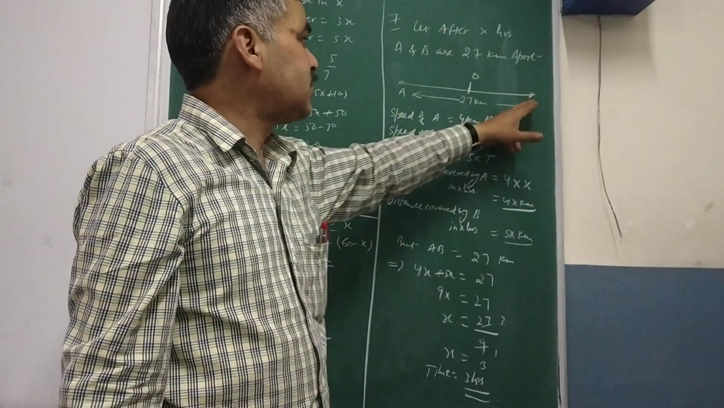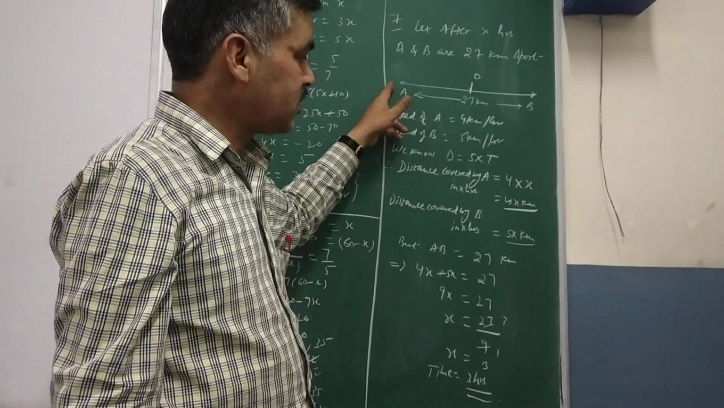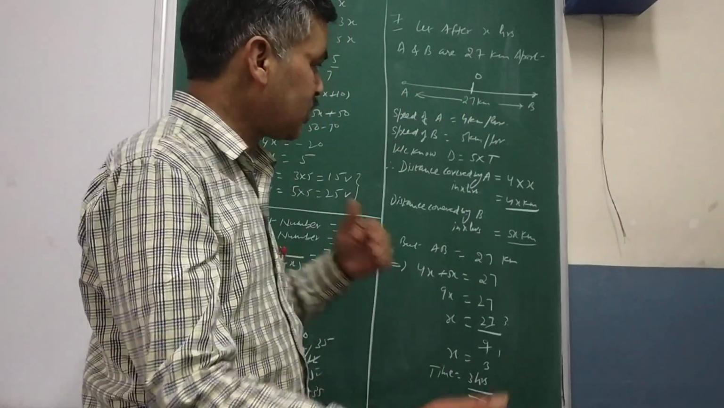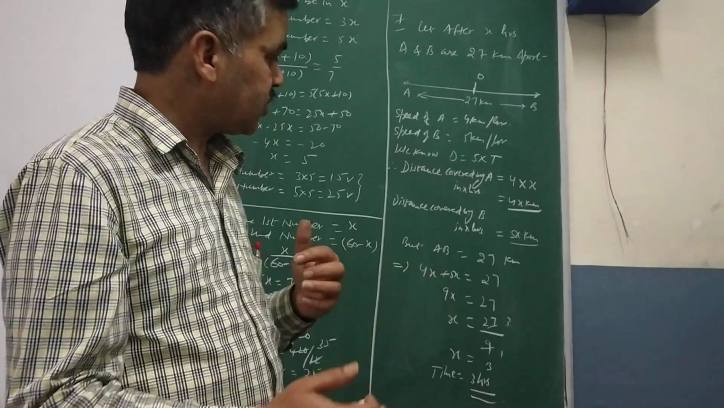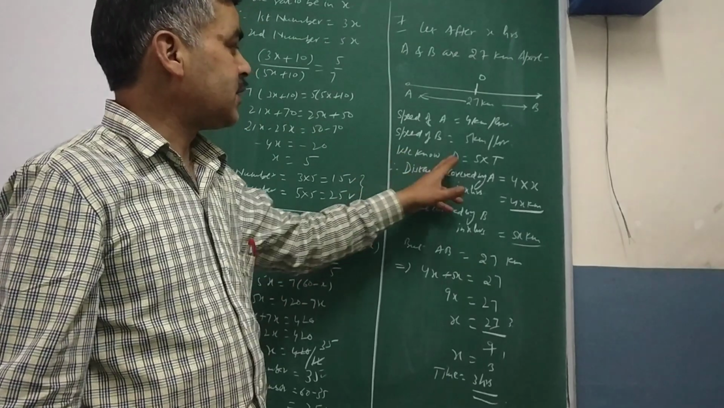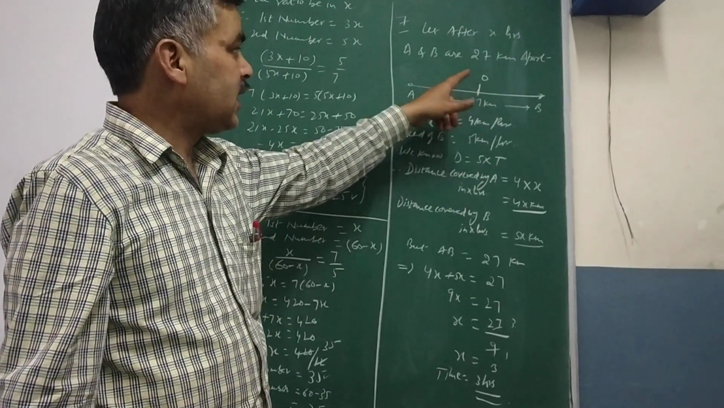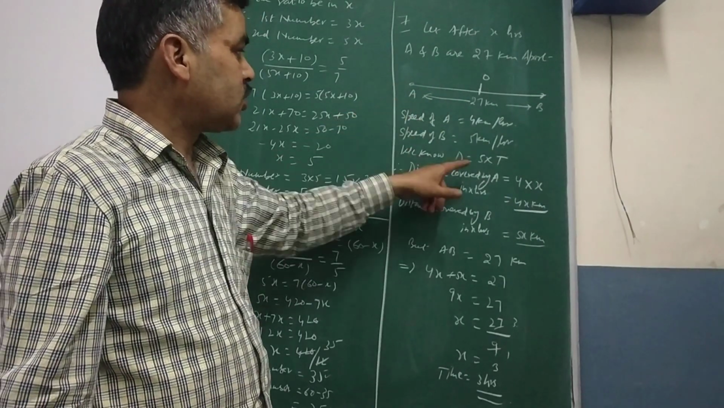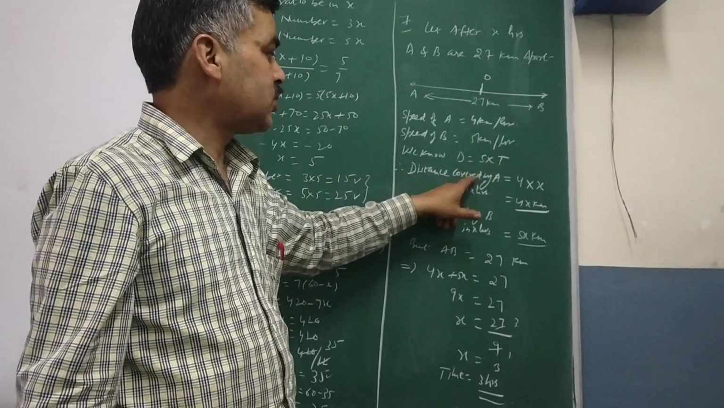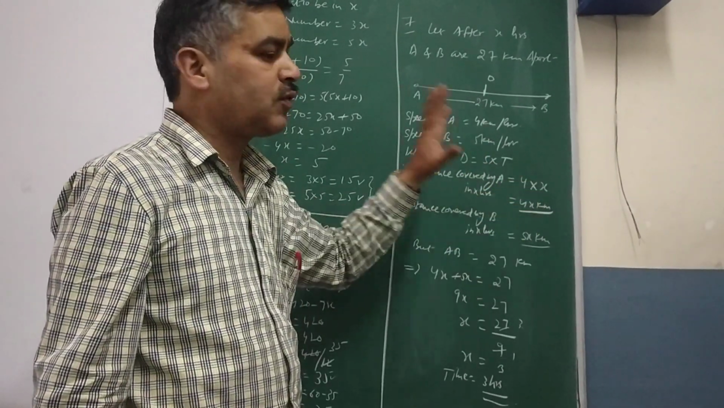So now the distance between A and B is 27 km. Both have started from the same point, A is in this direction, B is in this direction, both are moving in opposite directions. So the key idea to solve these questions is always distance equal to speed into time. Now the distance covered by A in x hours is equal to OA. So speed of A is 4 and time is x hours, so total distance will be 4x.